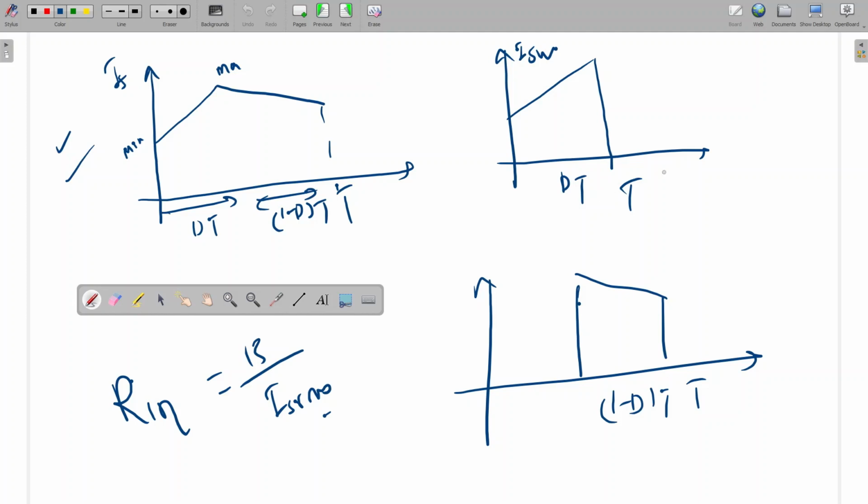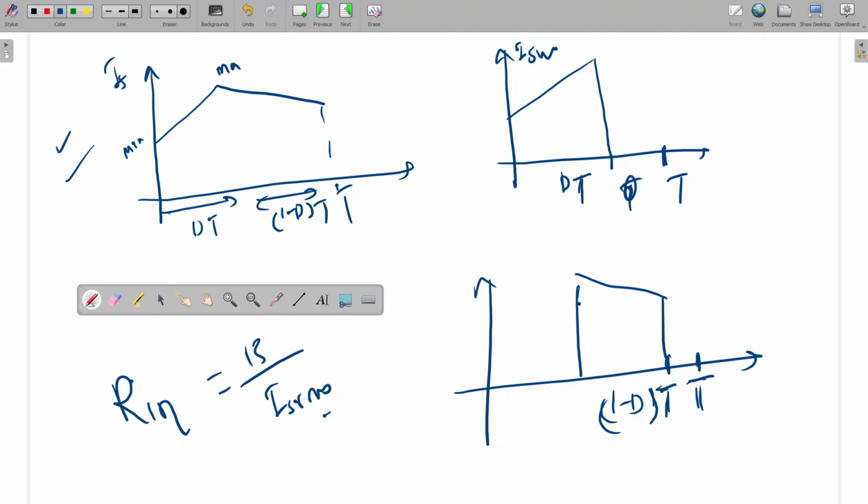Sir, this 1 minus DT. D is the duty and T is the time period. Yes, D is duty, T is the time period. This total time period is T. Here also the total time period is T. Is it clear?